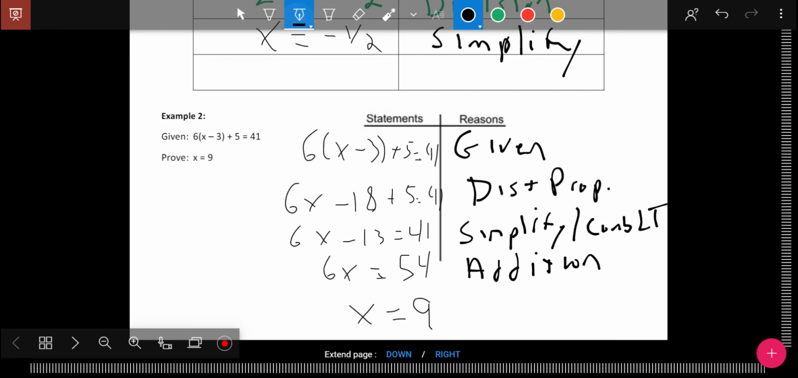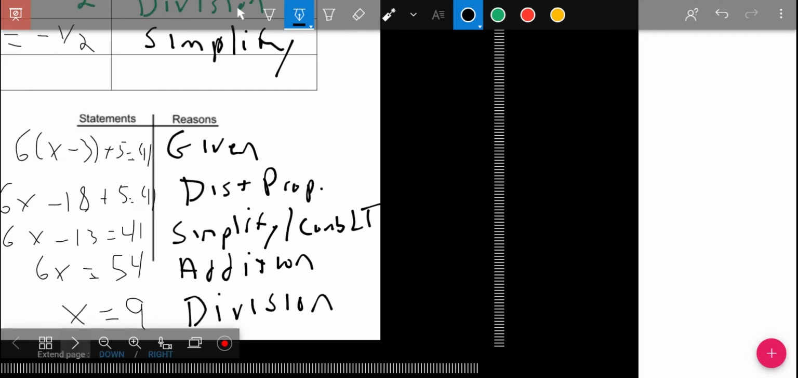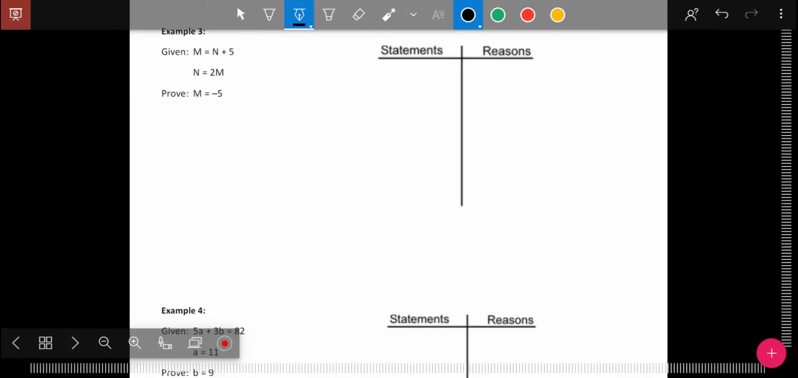And what did I do to get that? I just divided. You can either do it like we did in the first example, where I show the work and put division and then simplify, or I can do it like I did in example 2, where I don't show the work and I just write the division. I can't not show work and write simplify. Let's look at example 3.